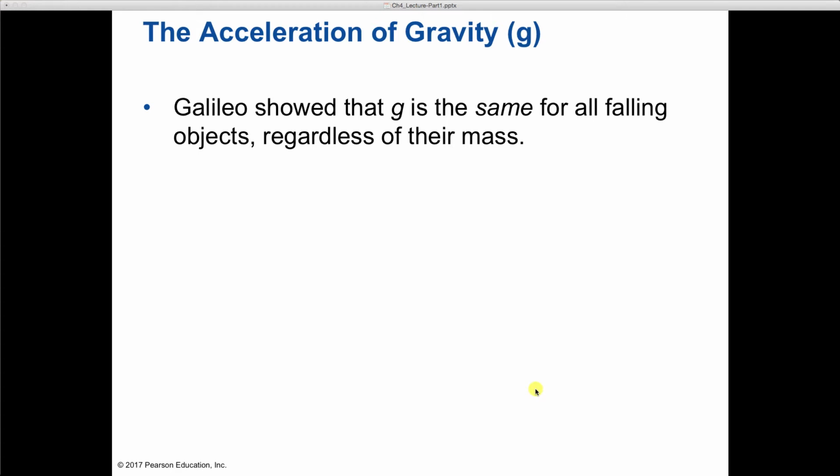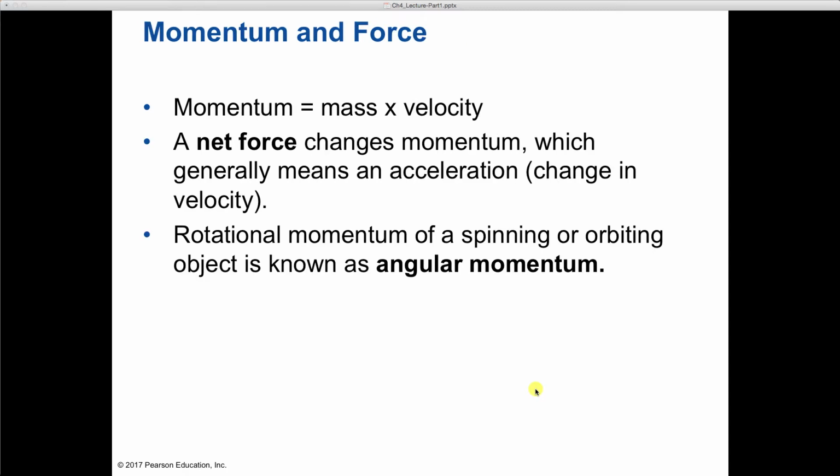So Galileo showed that this acceleration due to gravity is the same for all falling objects. He did a lot of experiments. Remember, we talked about Galileo and how he was one of the first scientists to really be a scientist, to really do experiments and to test things. And he showed pretty carefully that no matter what objects you dropped, they all accelerated at the same rate. He was able to do this not by getting rid of air resistance, but by using objects where the air resistance was negligible.